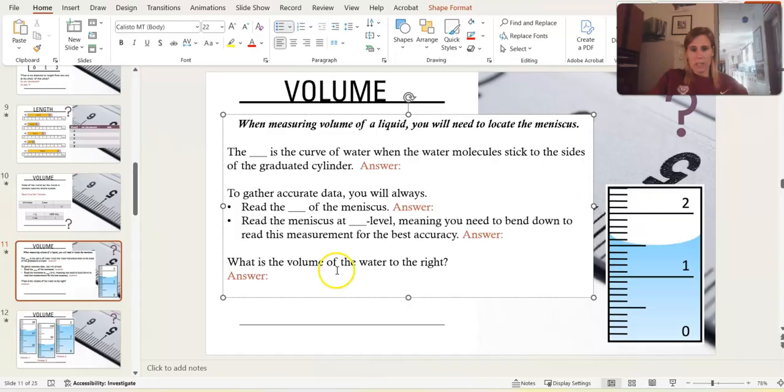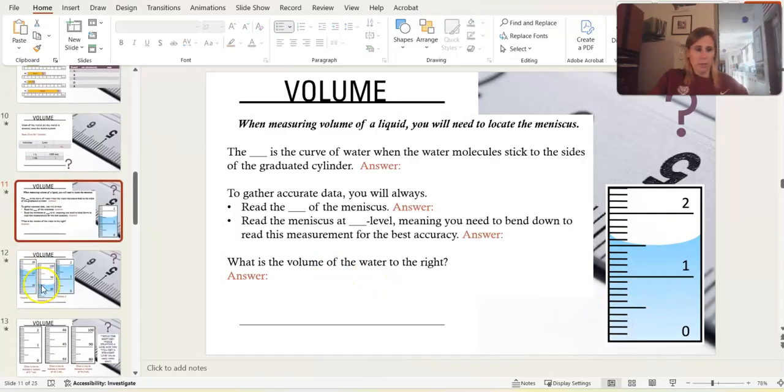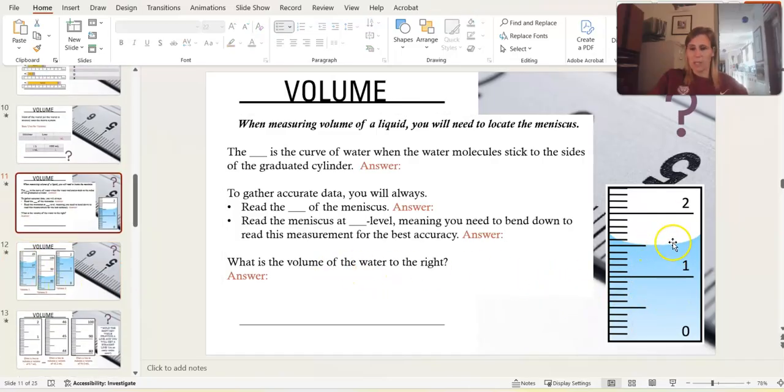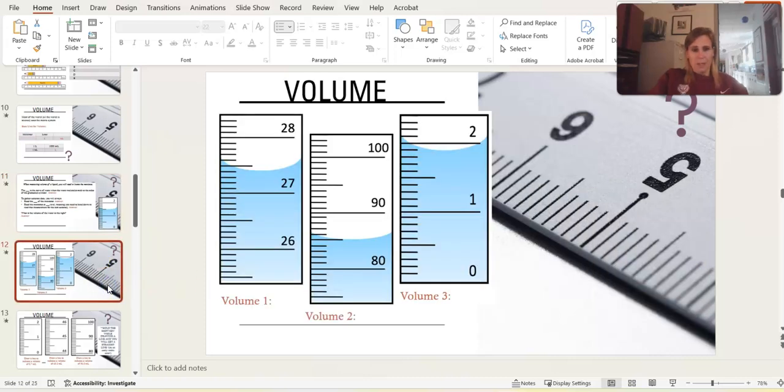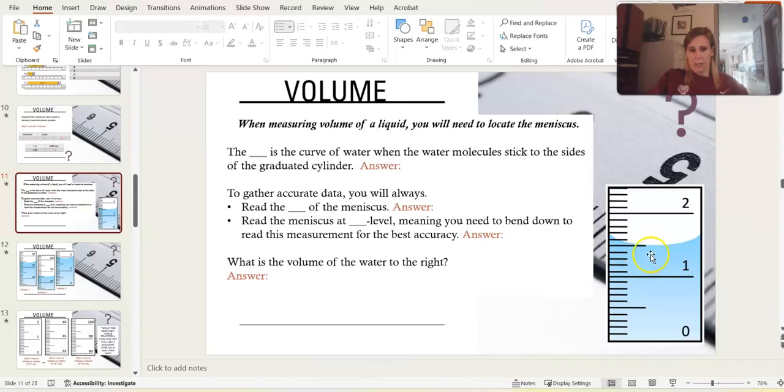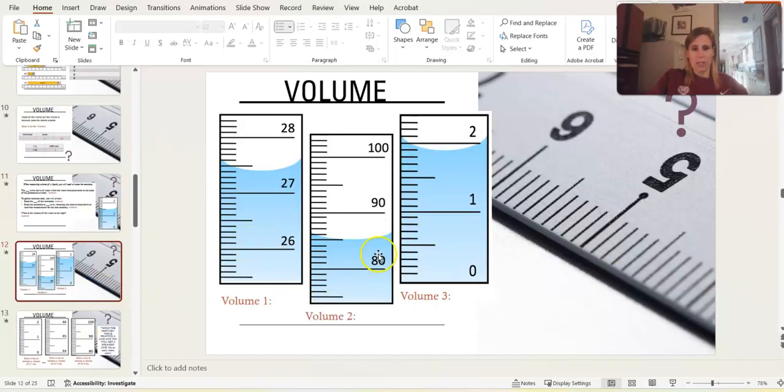Okay. And then what is the volume of the water to the right? So read that volume there. Again, if it seems to be in between lines, make sure you guys estimate a decimal. Okay. These are all milliliters that you guys will see here. So your answer will be in milliliters. Okay, same with these 3. These will all be in milliliters. Again, if the bottom of your meniscus seems to be in between any numbers, you guys are going to measure and estimate a decimal.